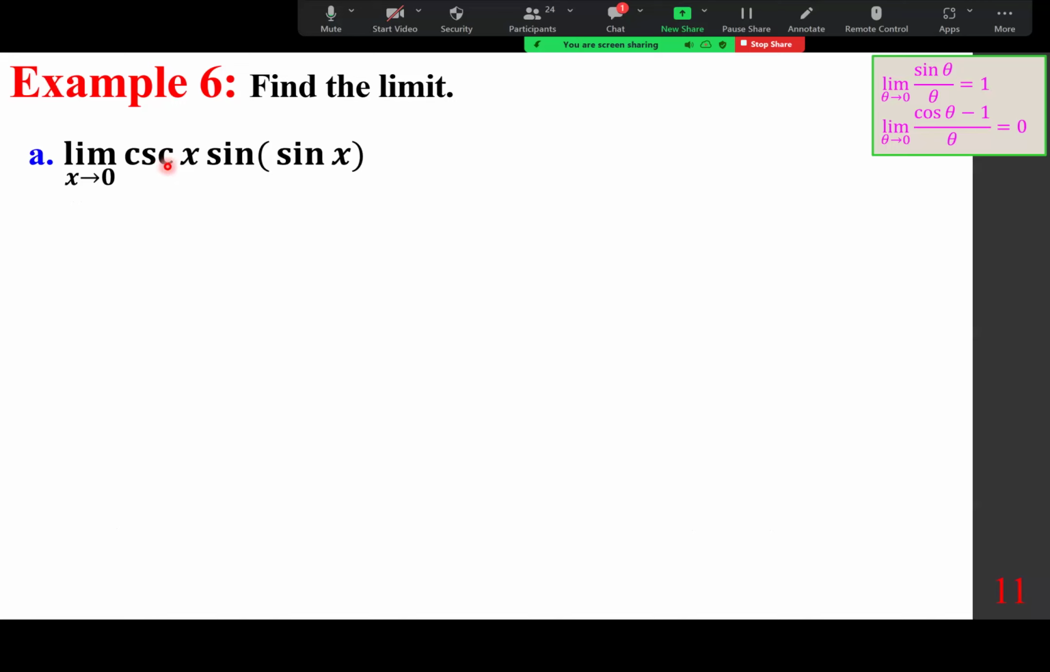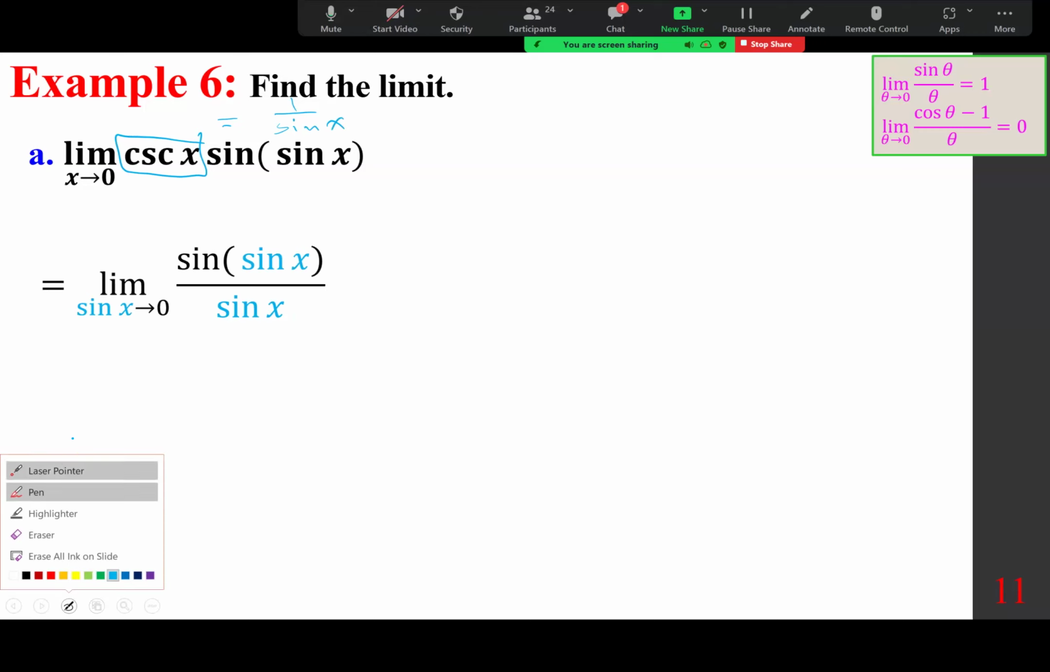The limit of cosecant x times sine of sine x as x approaches 0. If you look at this one, these three must be the same. Pay attention to that. So this is sine of something. Imagine this is theta. If we had the denominator be theta, then we would be in good shape. So remember, cosecant x equals 1 over sine x. So we can write it in this fashion.